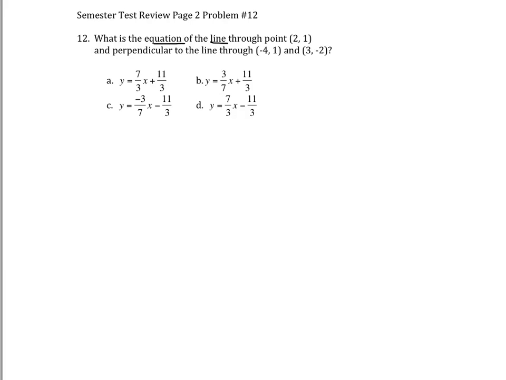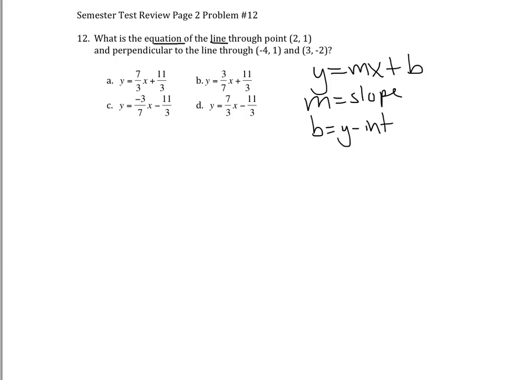Well, we learned back in Algebra 1 that one of the forms of an equation for a line is y equals mx plus b. And you learned in Algebra 1 that the m meant the slope of the line and the b meant the y-intercept, or in other words, where does this graph cross the y-axis?